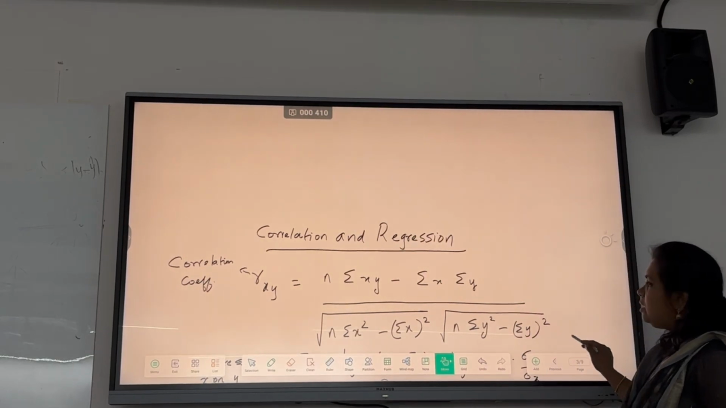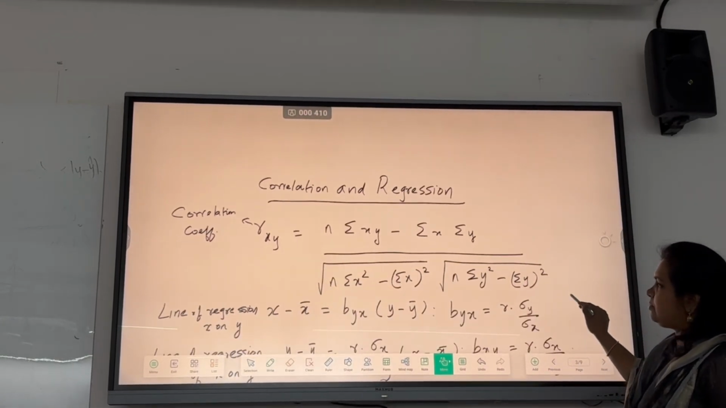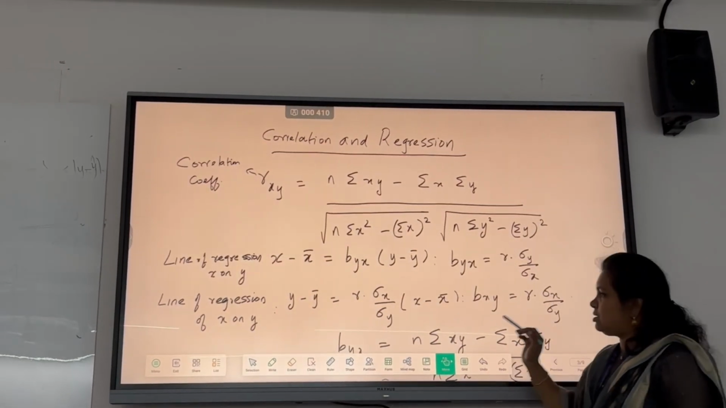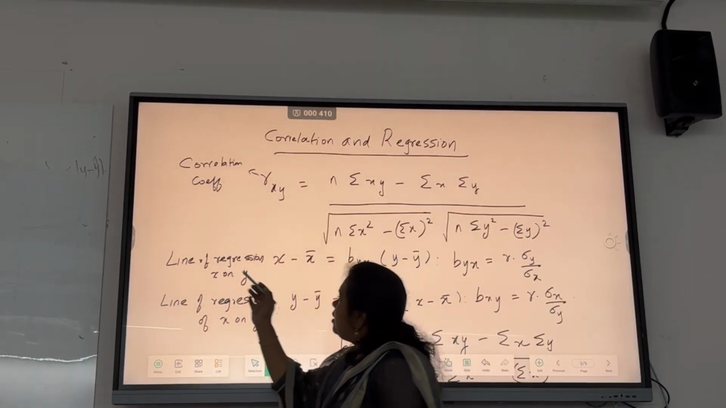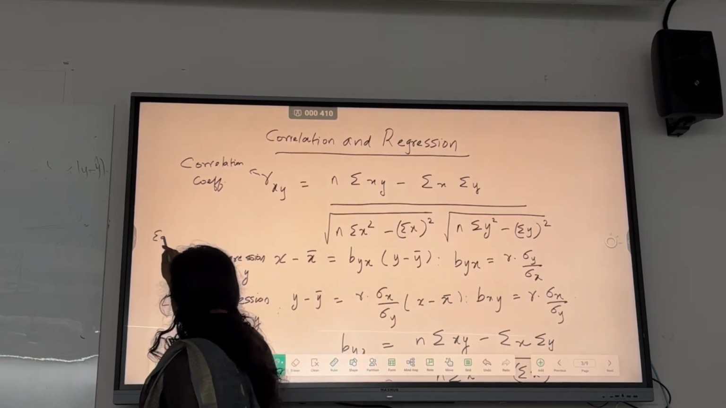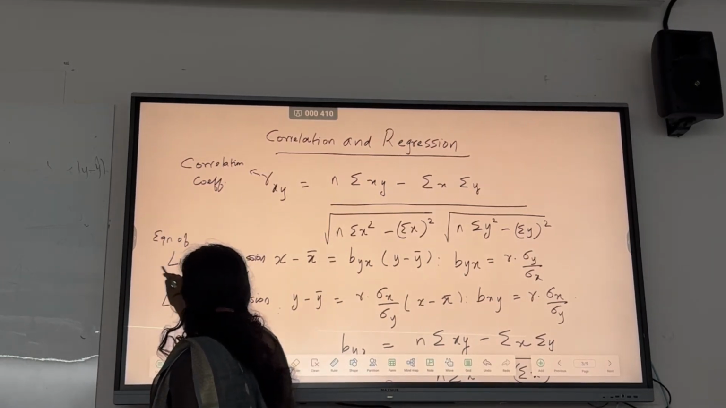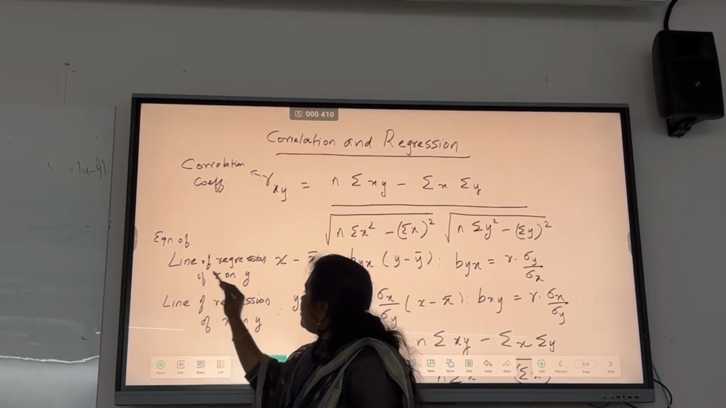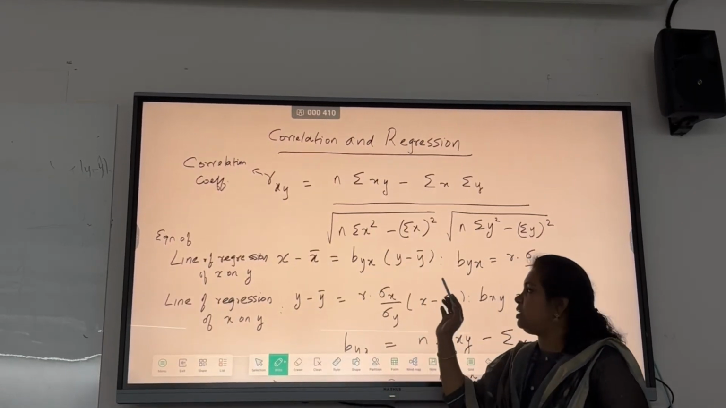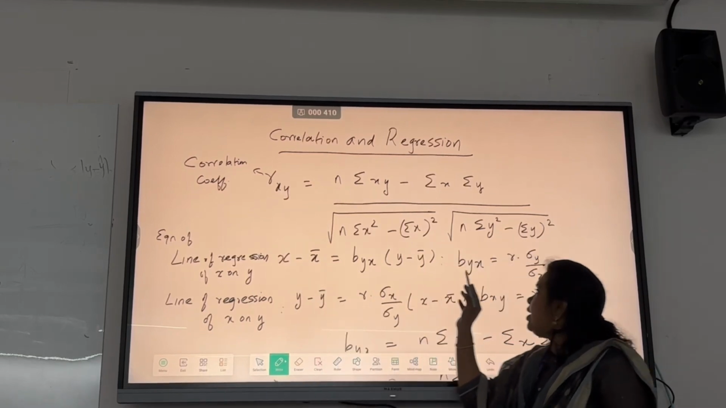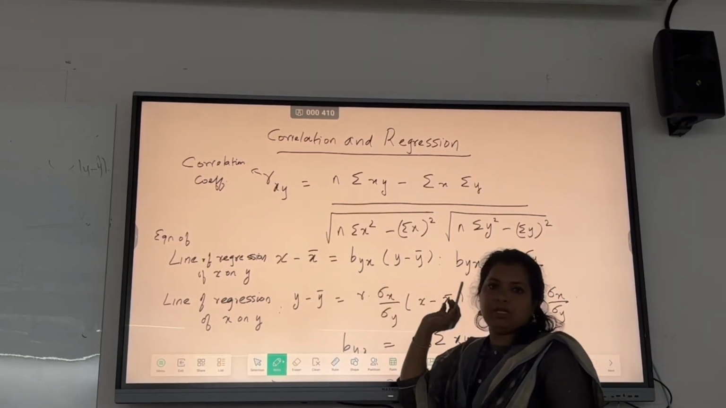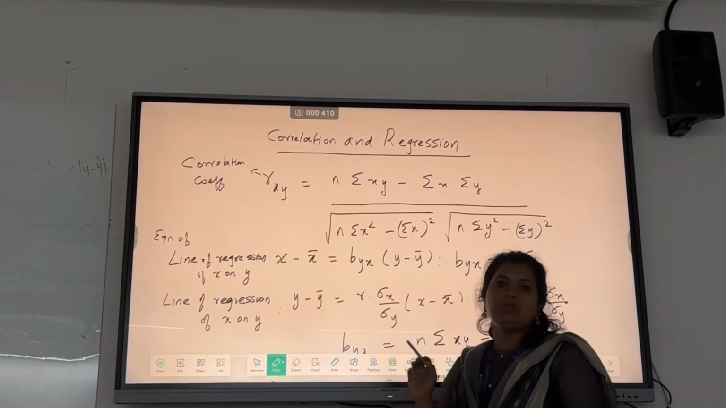Next we will see the regression lines. What are the regression lines? So this is the equation of line of regression of x on y. So x on y means x should be in the LHS, y should be in the RHS, and you have to write the coefficient. This is what we call regression coefficient.